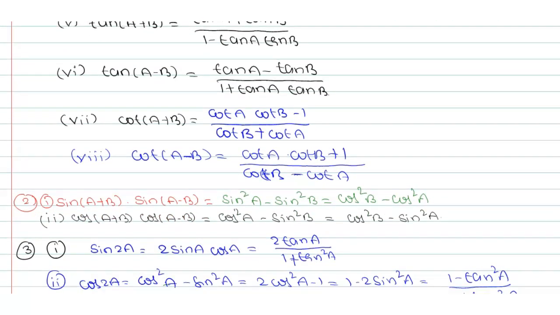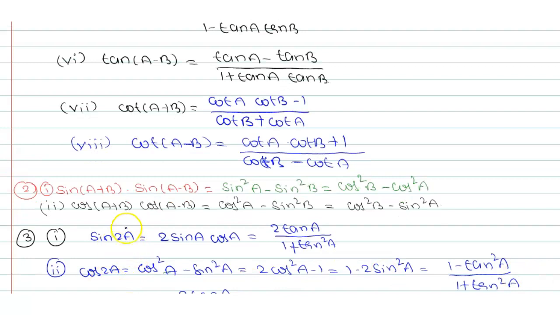And next, the second set, the model formulas: sin of A plus B into sin of A minus B is equal to sin square A minus sin square B, that is equal to cos square B minus cos square A. And second formula in this set: cos of A plus B into cos of A minus B is equal to cos square A minus sin square B is equal to cos square B minus sin square A.